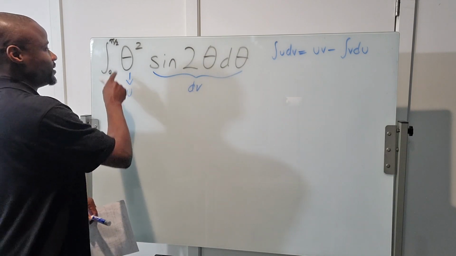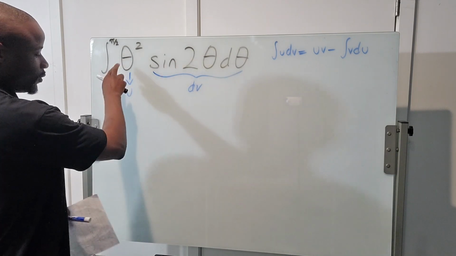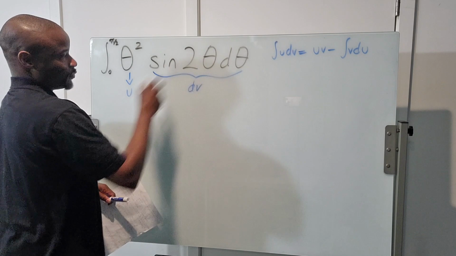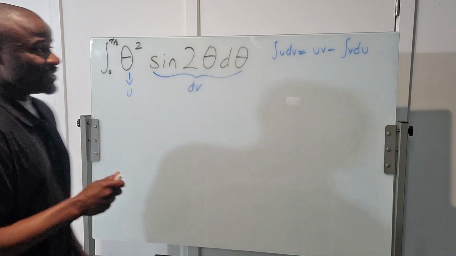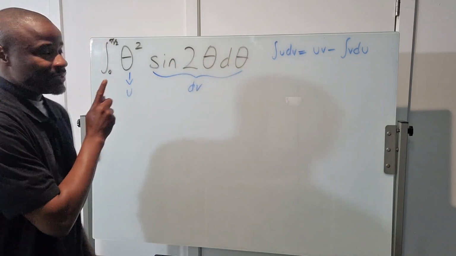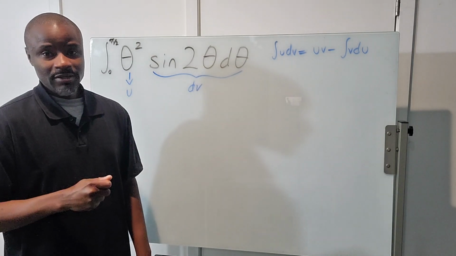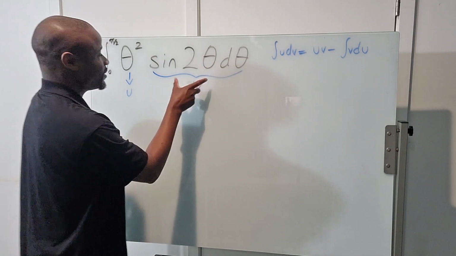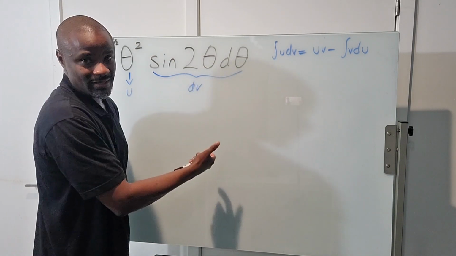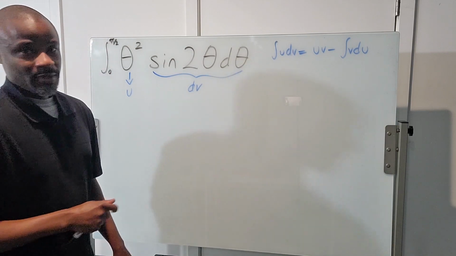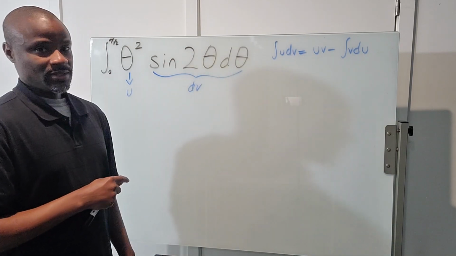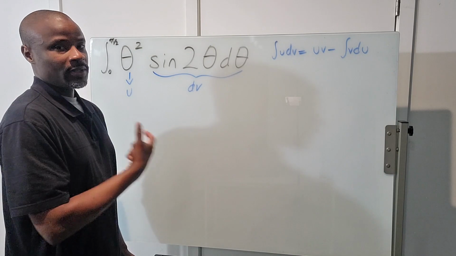Because it's easier to differentiate theta squared, it goes away to 0. And this we can integrate easily. Now, one thing to keep in mind for this problem, the tabular method is much better. Because if we integrate this, we're going to have to do it repeatedly. And it's going to be cumbersome. So I'm going to show tabular integration and how it makes this problem a lot easier.